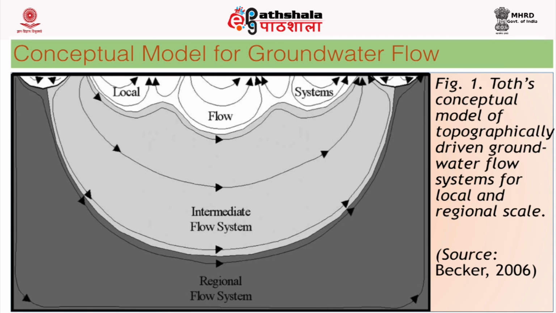In the case of the intermediate flow system, the scale is larger, where it takes a longer time to migrate groundwater from one part to another. And the regional flow system takes quite a long time. If you compare the local flow system to the regional flow system, in a local flow system it may take a day for the movement of the groundwater, but in an intermediate flow system it is on a week time scale, and in a regional flow system it may take months to years. That again depends upon the areal extent of that particular regional flow system.